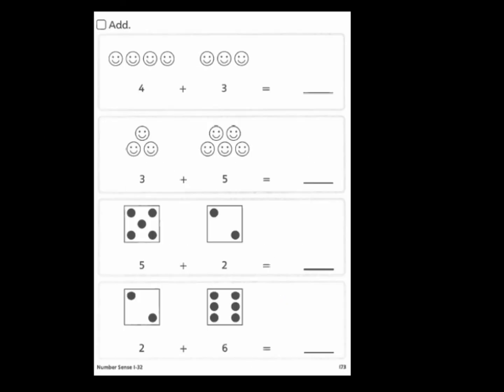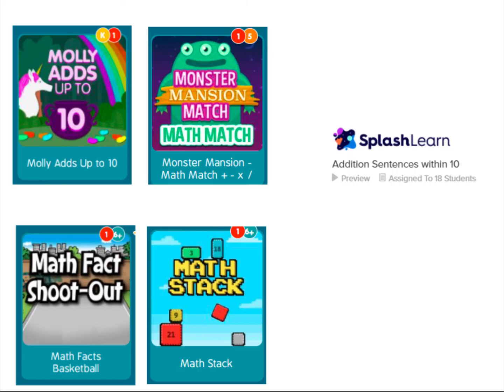Now you're going to add 4 happy faces and 3 happy faces. How many altogether? 3 and 5. How many altogether? 5 and 2. How many in total? 2 and 6. How many in total? It's a lot of practice with adding.